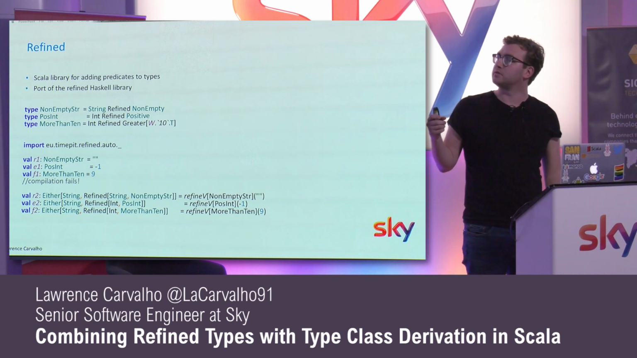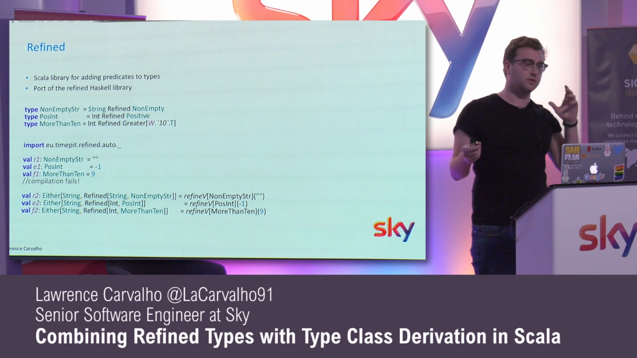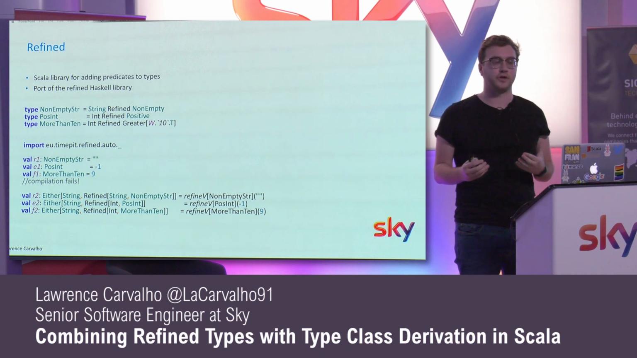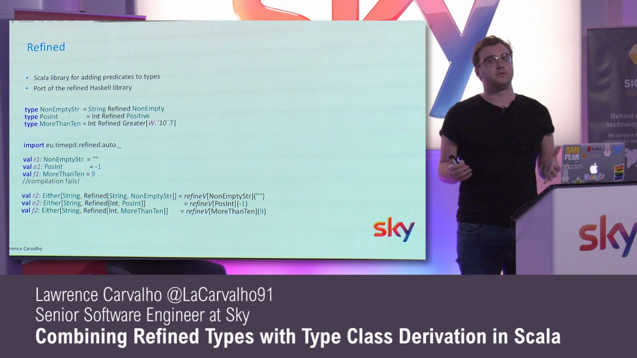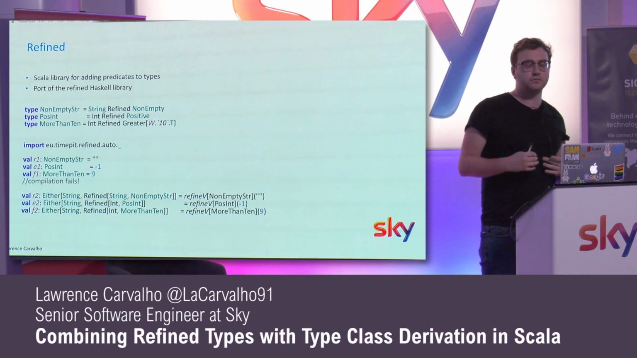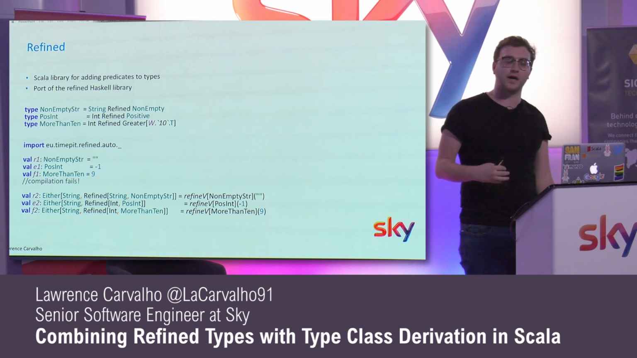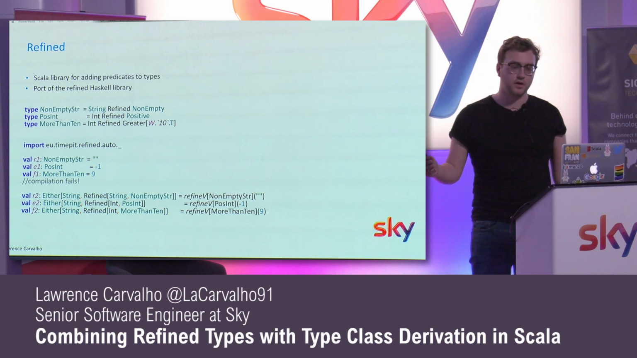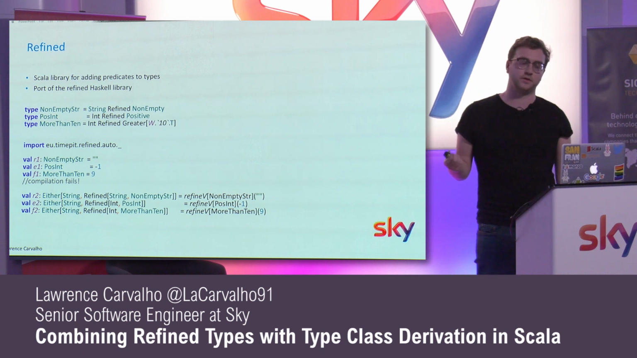With refined, a lot of the types in the case classes that I've shown you are strings. Very rarely do you want any string. Most of the time you don't want it to be empty. It needs to have some more meaning other than just string. And that's where refined comes in.